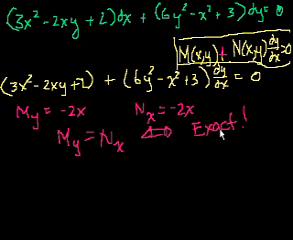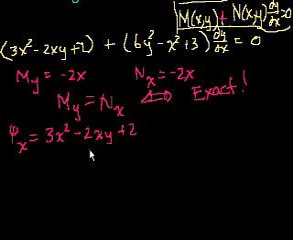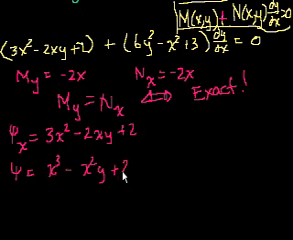So now we have to find xi. The partial of xi with respect to x is equal to M, which is equal to 3x squared minus 2xy plus 2. Take the antiderivative with respect to x on both sides, and you get xi is equal to x to the third minus, what is this, x squared y, because y is just a constant, plus 2x plus some function of y, h of y, right? Because we know xi is a function of x and y.